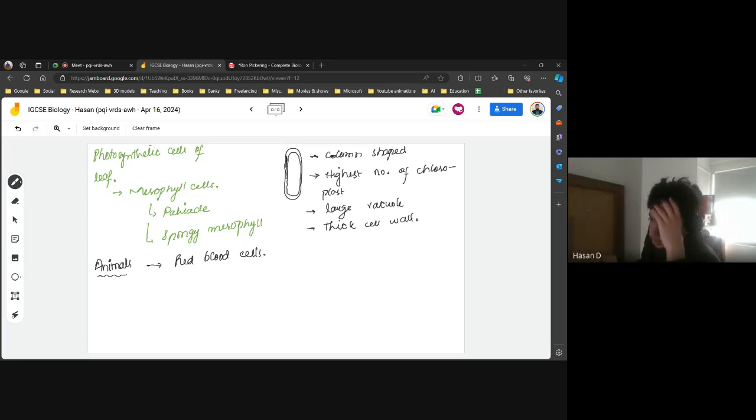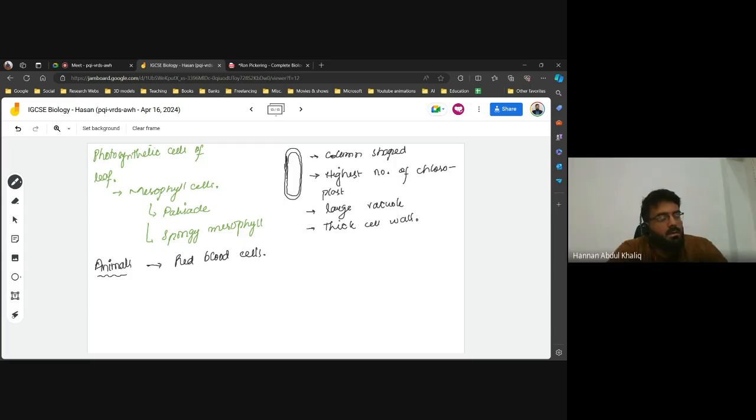That they transport blood. Okay, let me tell you. The important thing about the red blood cell is that they are the smallest of the body cells. There is no cell larger than this.